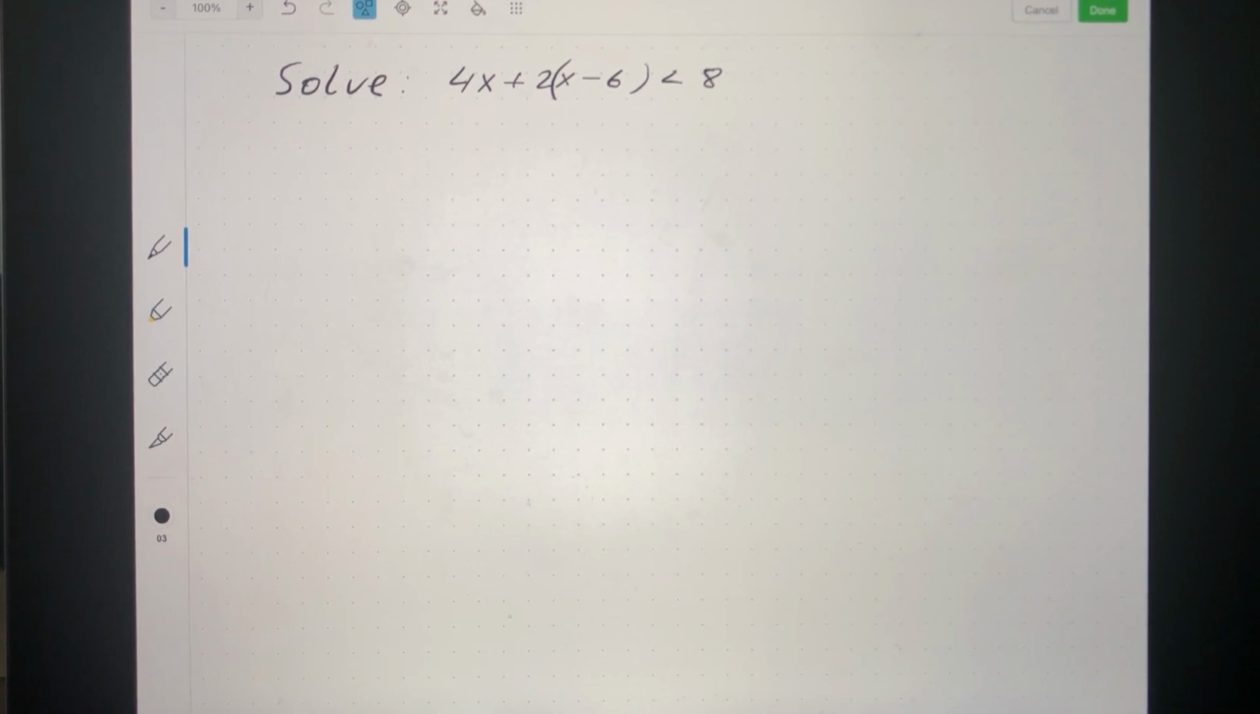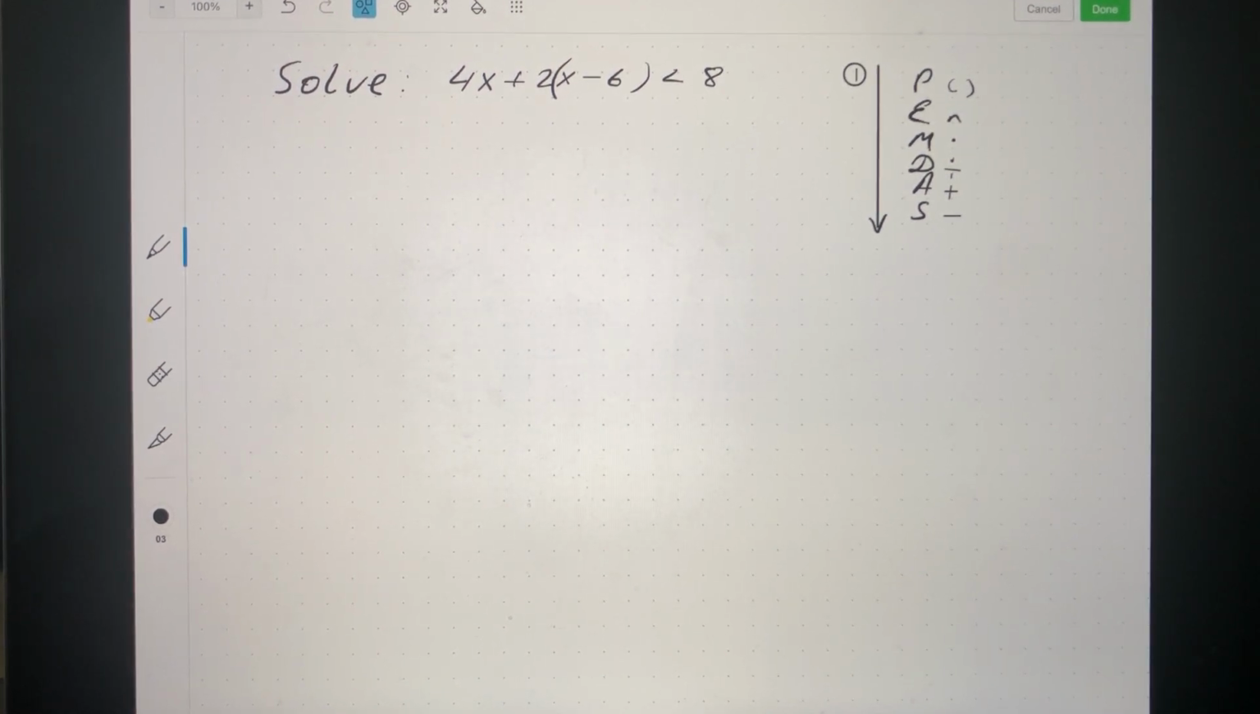So we are solving using the order of operations, which is PEMDAS, which stands for parentheses, exponents, multiplication, division, addition, subtraction. And the first step is we simplify following our order of operations in the usual way from top to bottom. So inside the parentheses there is nothing to do because x is unknown, so we can't subtract 6 from it. There are no exponents, so both parentheses and exponents are finished.